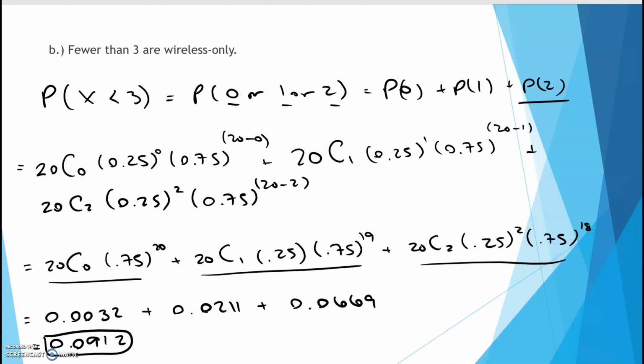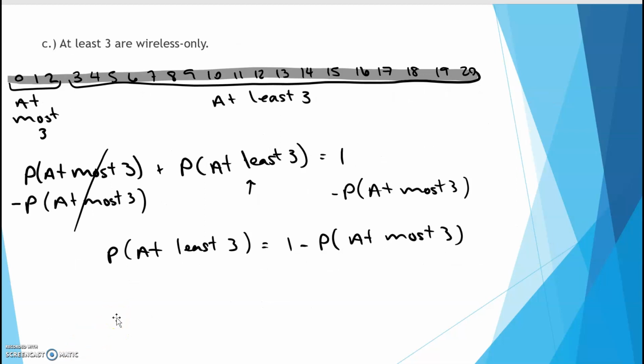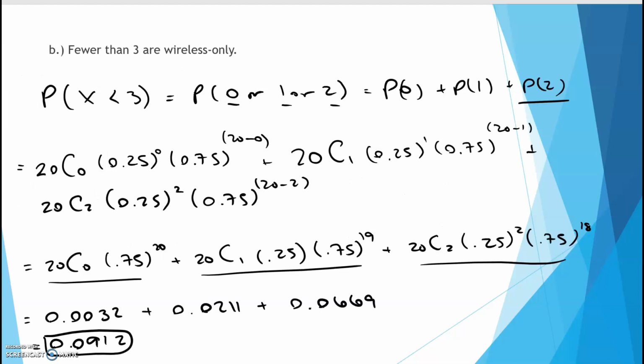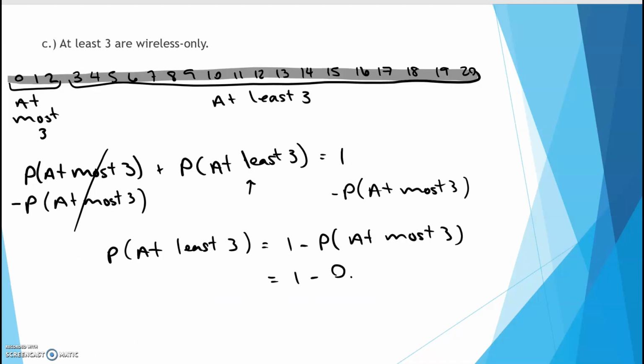We found that to be 0.0912. Now I'm going to take that answer and plug it in over here. So this is going to be equal to 1 minus 0.0912. Now this will give me 0.9088, and this will be my final answer to the probability of at least 3 are wireless only.